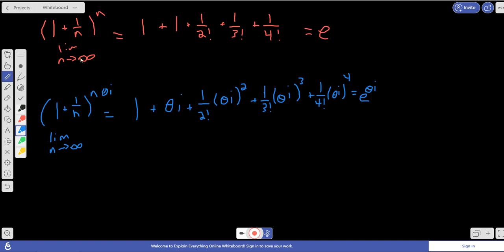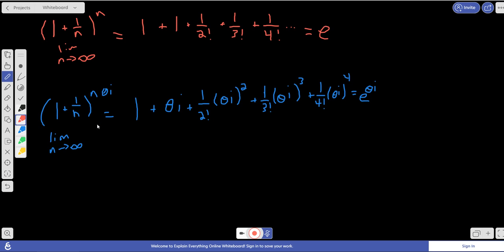So as n goes to infinity, 1 plus 1 over n to the nth power creates this nice little pattern here: 1 plus 1 plus 1 over 2 factorial plus 1 over 3 factorial plus 1 over 4 factorial. And that goes on forever like that. And this infinite sum of these things adds up to E.